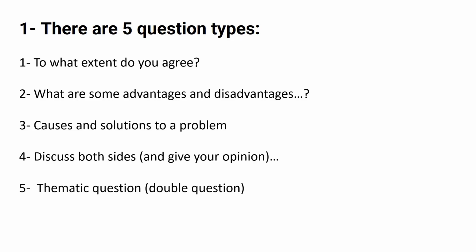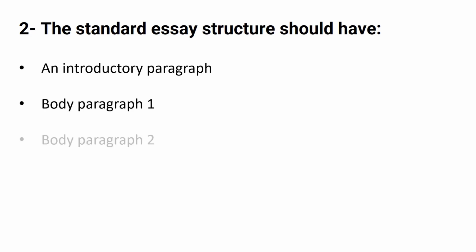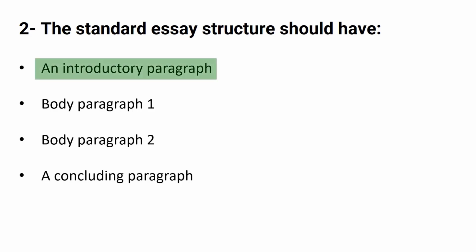The last type is thematic question or double question. You will be given an idea and you have 2 questions on this idea, and of course you have to answer both questions. Now let's move to the standard structure of an essay in IELTS Task 2. It's very simple. Actually, your essay is an academic piece of writing that should be divided into paragraphs, mainly 4 paragraphs. An introductory paragraph, which is your introduction, body paragraph 1, body paragraph 2, and a concluding paragraph or your conclusion. And of course, today I'll speak in detail about the introduction.